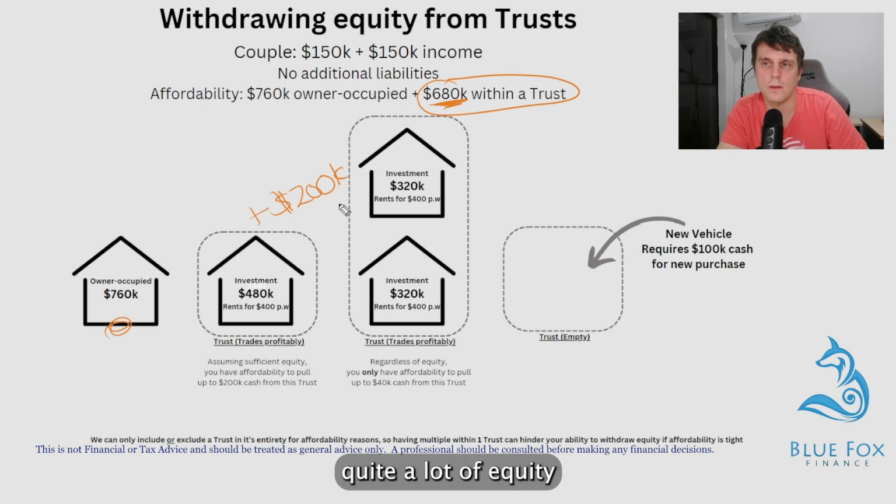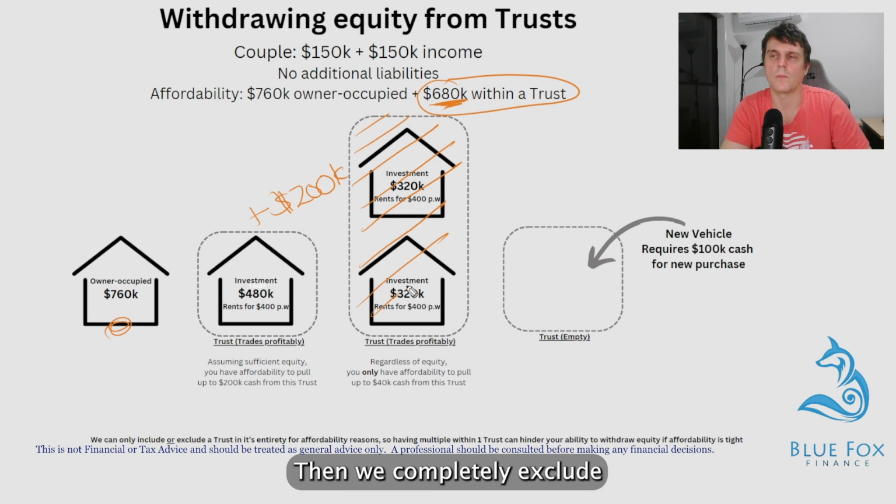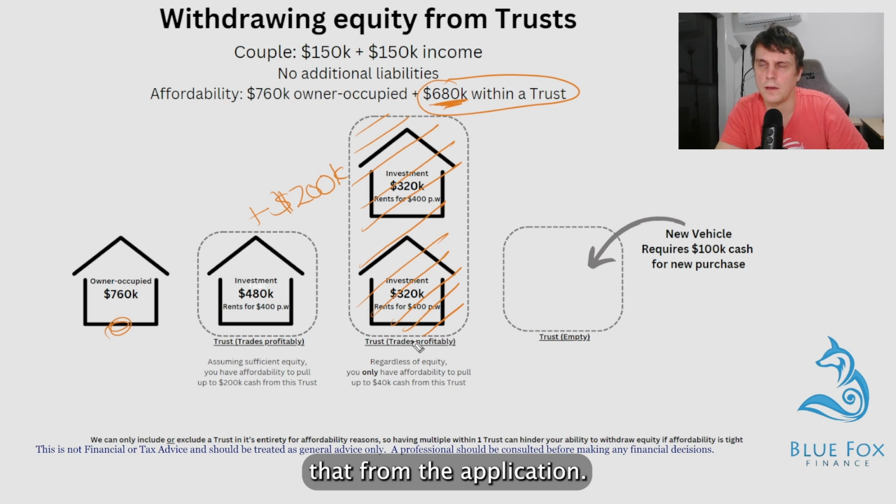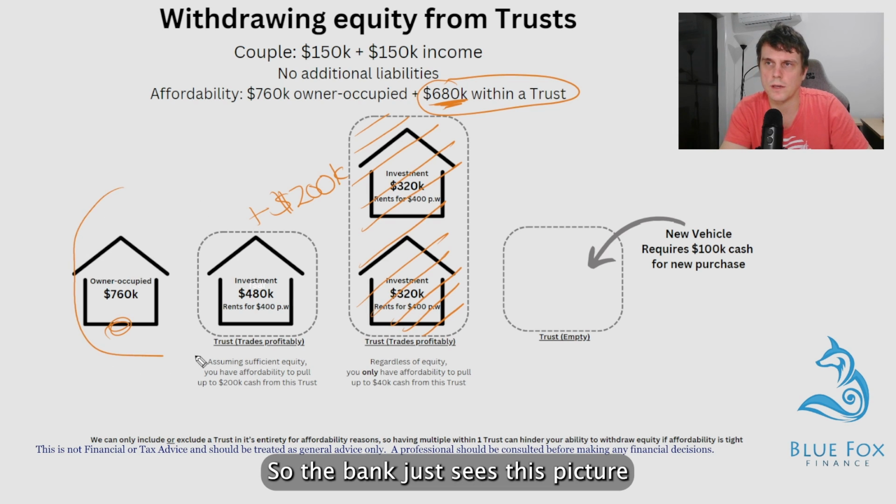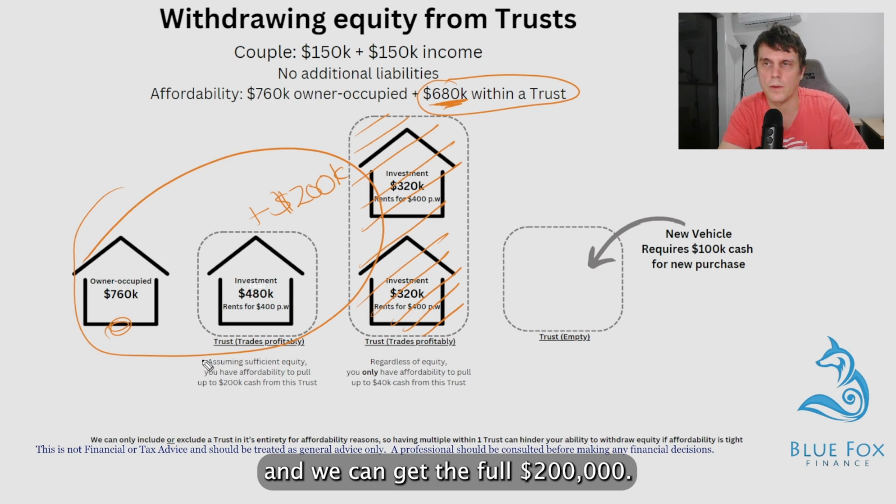So we can release quite a lot of equity within that trust. And when we do that, we go to the bank, and when we apply, we get an accountant's letter to say this trust is trading profitably, and we completely exclude that from the application. So the bank just sees this picture, and we can get the full $200,000.